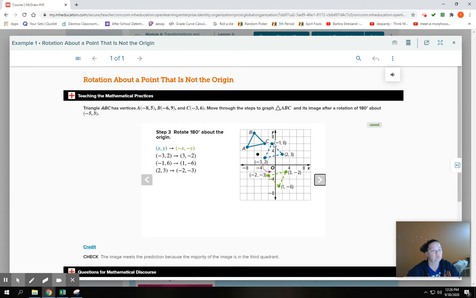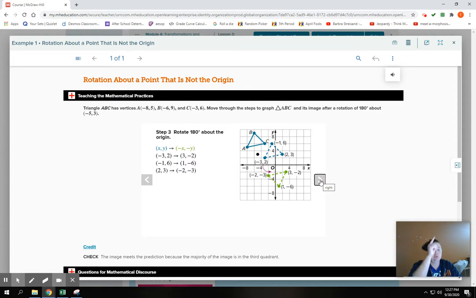Right, so (-1, 6) becomes (1, -6). (-3, 2) becomes (3, -2). (2, 3) becomes (-2, -3). Now they show it going counterclockwise. Again, when it's 180 degrees, it's not that particular which way you go, clockwise or counterclockwise, because 180 is still exactly on the opposite side.